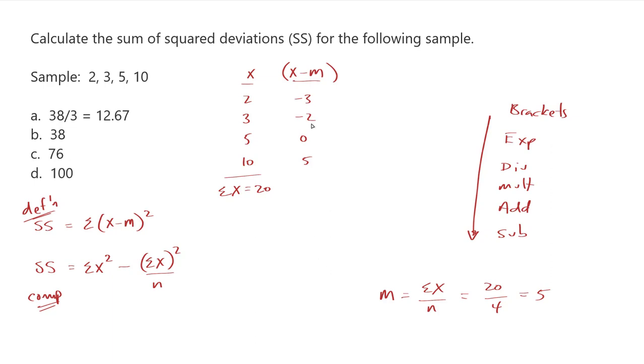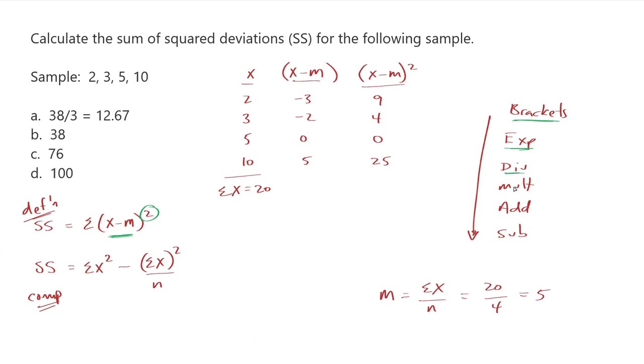Okay, so am I supposed to do anything with these? Well, out of the formula here, what I've done so far is I've looked at what's in the brackets, which is the deviation. Now I have to move on to my exponent, because that's what comes next. So I'm going to square each of the deviations that I've already found. Negative 3 squared is 9, negative 2 squared is 4, 0 squared is 0, and 5 squared is 25. All right, so now I've taken care of the exponents.